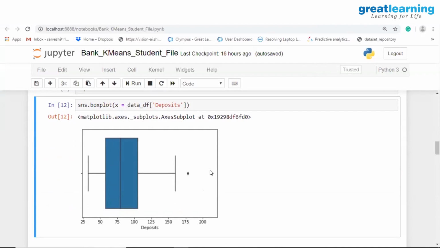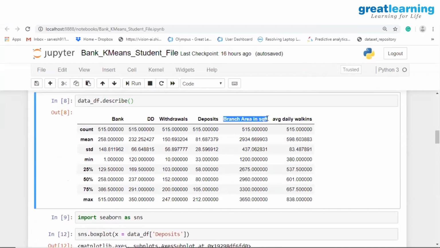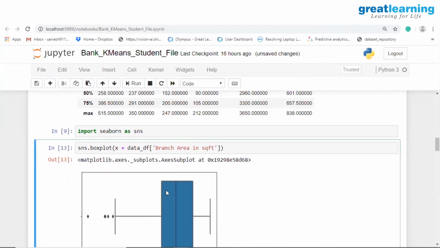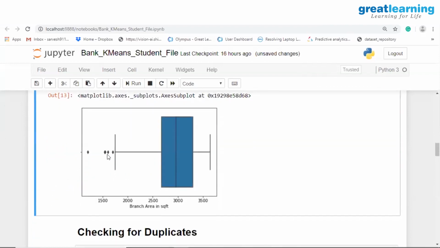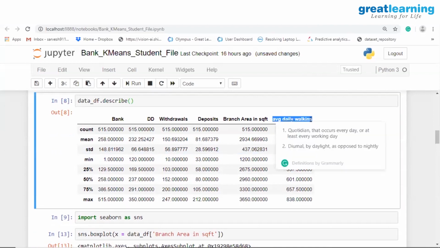We will find out for which bank that outlier is present and why that outlier is present. Branch area. Is there any literally very big branch? There is a very small branch, less than even 1500 square feet. Very small branch. Right? We'll see how the segment falls for each and every branch.